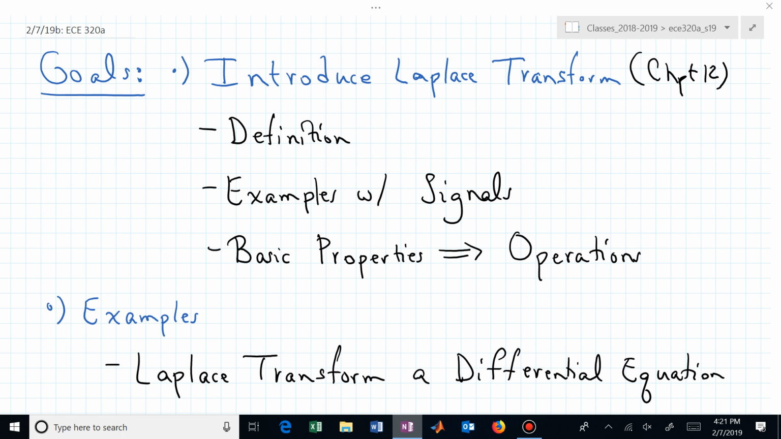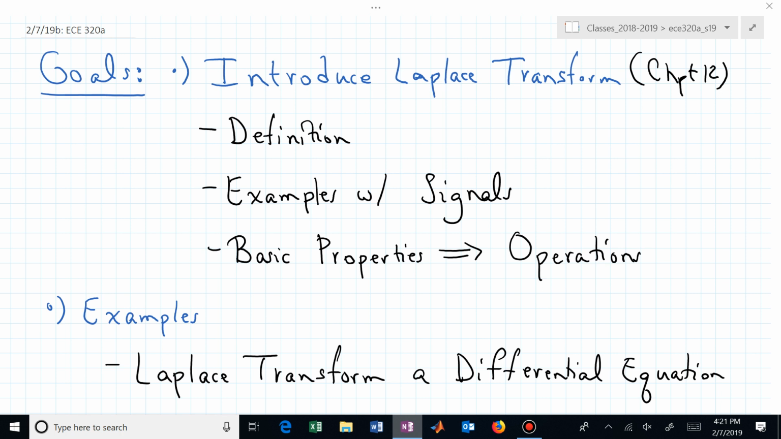Have you seen the Laplace transform before? In your differential equations class? No? Where have you seen it? If it wasn't in differential equations... What? Right there. Oh, right there, chapter 12. You're playing with me now.